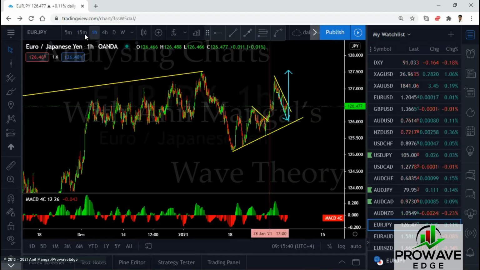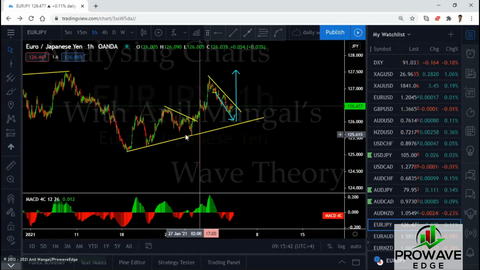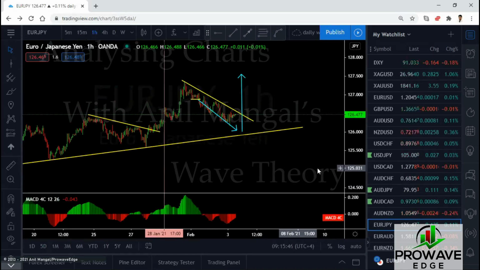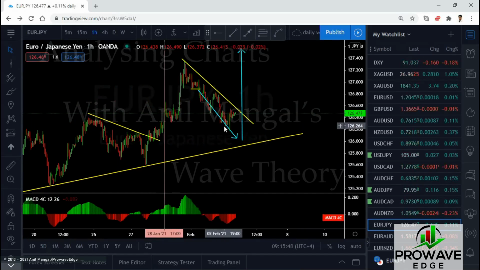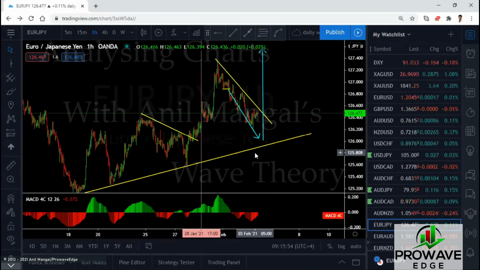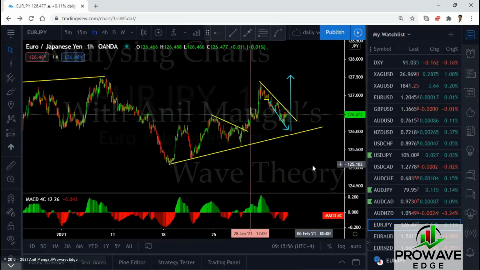Can this drop down? It can, but that would be rare. I don't see a contracting flat in here, so that's why I don't think it's going to drop. We're looking for a buy setup. We're no longer looking for the sell. We're looking for a buy setup. So if we get a buy setup today, we will take the trade. See how simple it is? That's how simple this thing is.